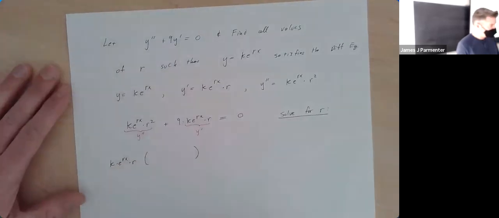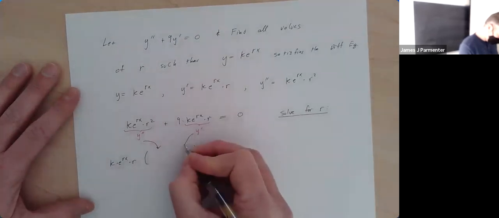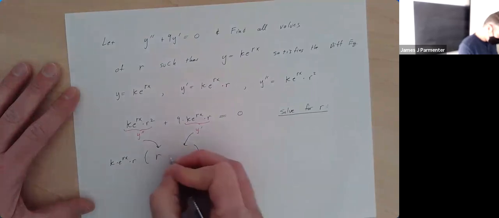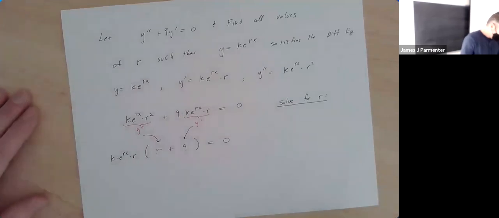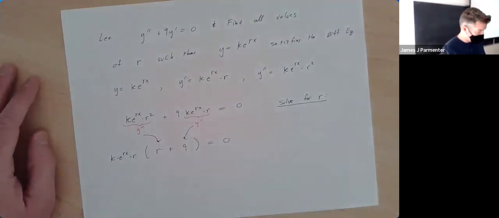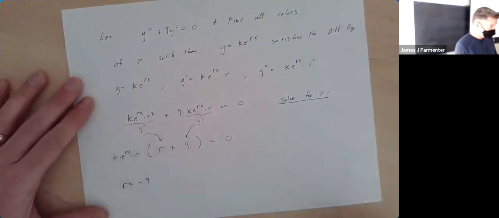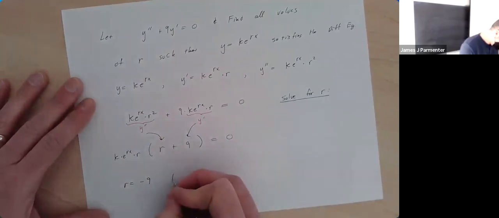So I'm going to factor out a k times e to the rx times r. What am I left with? Yeah, r plus 9. So technically here, there are two potential solutions for r. What's one of them? Yeah. All right, Caroline, what's the other one? You're like, I knew you were going to ask.